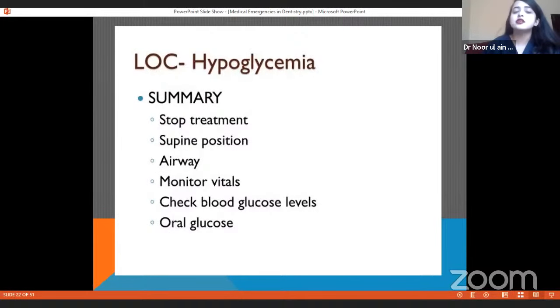So the summary is, stop the treatment as required in every medical emergency. We'll keep the supine position. We'll maintain the airway. We'll monitor the vitals. We'll check the blood glucose levels, and oral glucose will be given then and there.